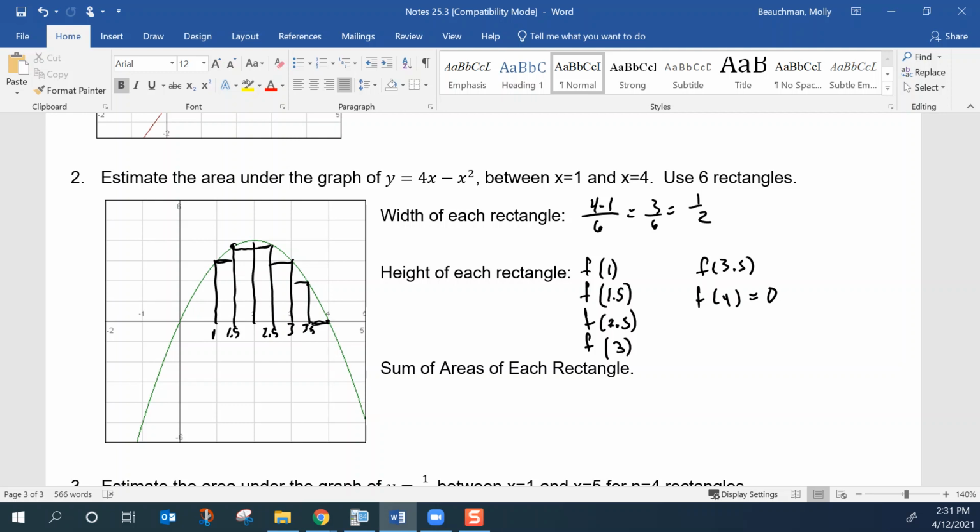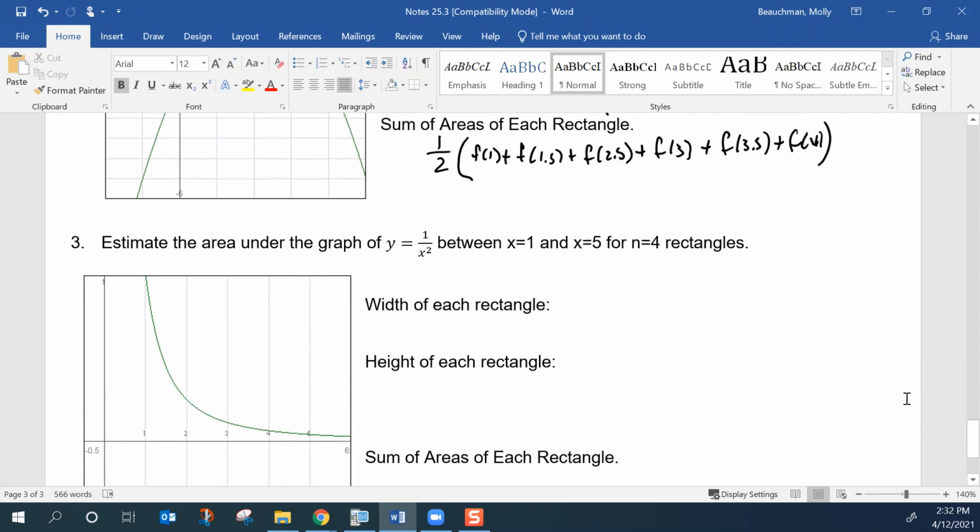After you find the height of each rectangle by substituting into 4x minus x squared, to find the sum of the areas of each rectangle, we're going to take the width of each rectangle, 1/2, times the sum of each of the values that you get. Okay, so what's the fastest way to do that? Use a calculator or use Desmos to substitute your values in, make a table so that you can get each of these. So I'll leave the rest of that one to you. I just want to set it up.